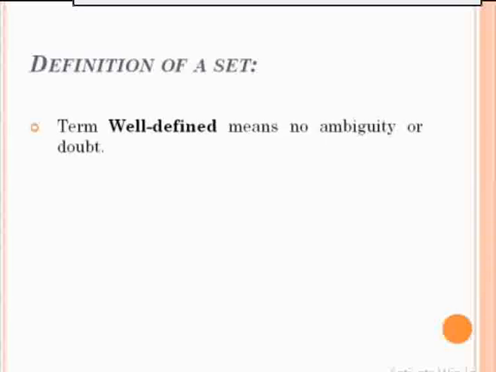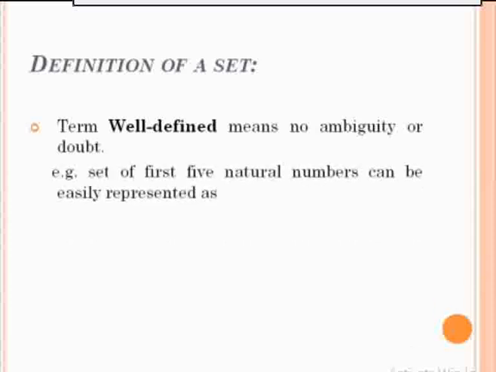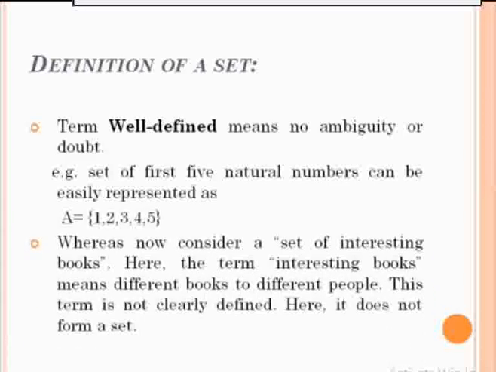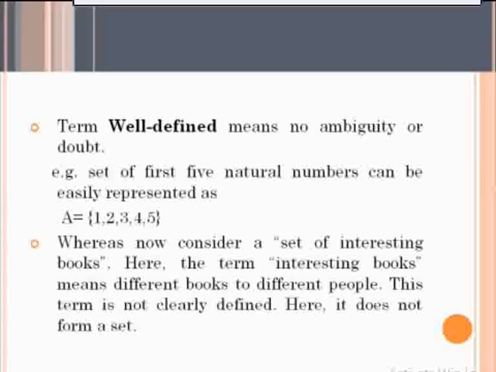Okay, in the definition, we have used the term well-defined. What does it mean? The term well-defined means no ambiguity or no doubt. For example, the set of first 5 natural numbers can be easily represented as 1, 2, 3, 4, 5 within curly brackets. Whereas, if we consider a set of interesting books, here the term interesting books means different books to different people. This term is not clearly defined. Here it doesn't form a set.